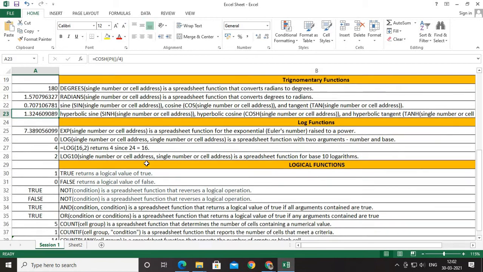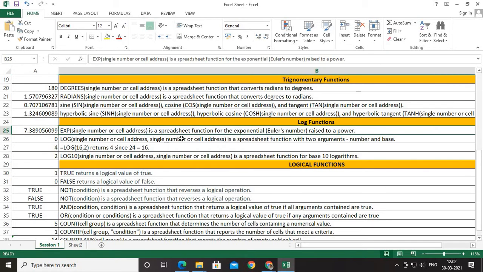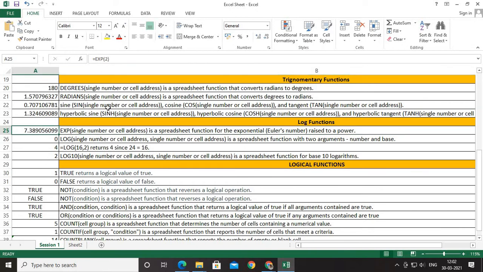Well, the next one is log. What are log functions? Very simple. The first one is exp, which is nothing but exponential. It's a function for exponential raised to a power. That's all. What do you mean by that, sir? Exponential of 2, when you put it, you get the values appropriately reflected here, and it's a function for exponential, that is nothing but Euler's number raised to a power.